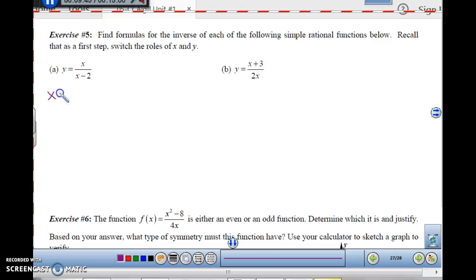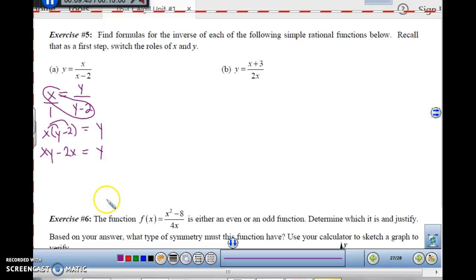It would be x equals y over y minus 2. Okay, now we want to solve for y. All right, so I'm going to put this over 1 just to keep it nice and neat, and I'm going to cross multiply. All right, so x times y minus 2 is equal to y. All right, now I want to distribute. Xy minus 2x is equal to y.